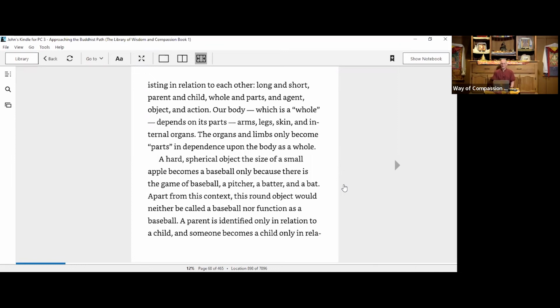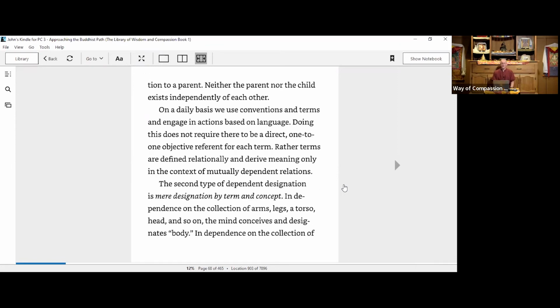A parent is identified only in relation to a child, and someone becomes a child only in relation to a parent. Neither the parent nor the child exist independently of each other. And so now we're going to see how things exist in relation to other things and objects, and we designate them, this label, based upon a relationship with other objects or things or experience. A lot of dogs don't realize tennis balls are tennis balls. They really don't. What we see as a tennis ball is in relation to a tennis racket.